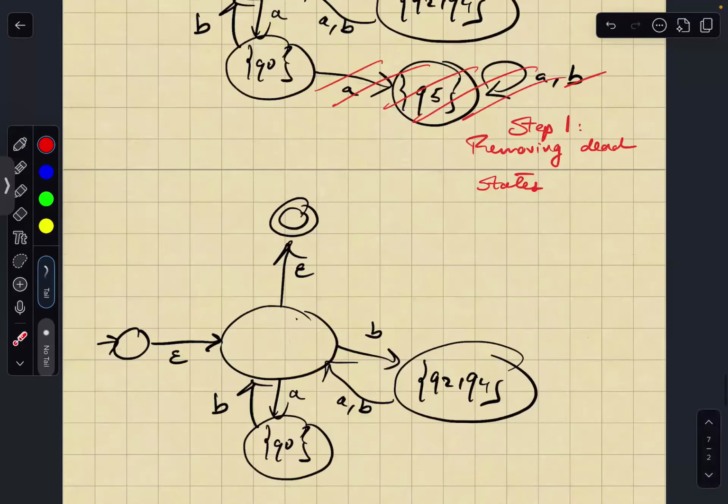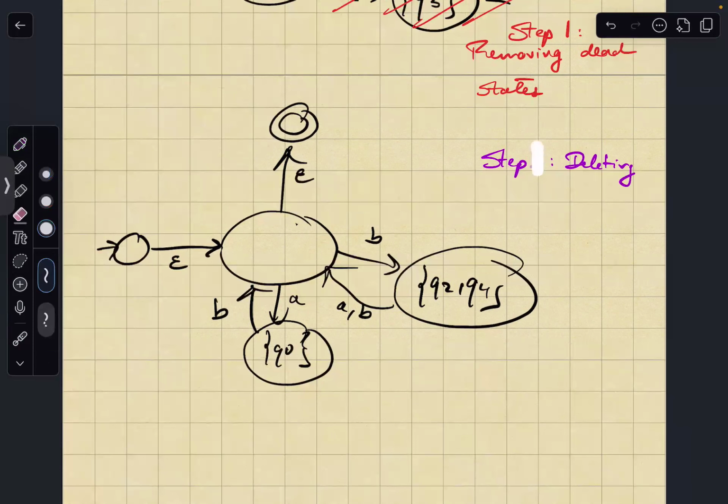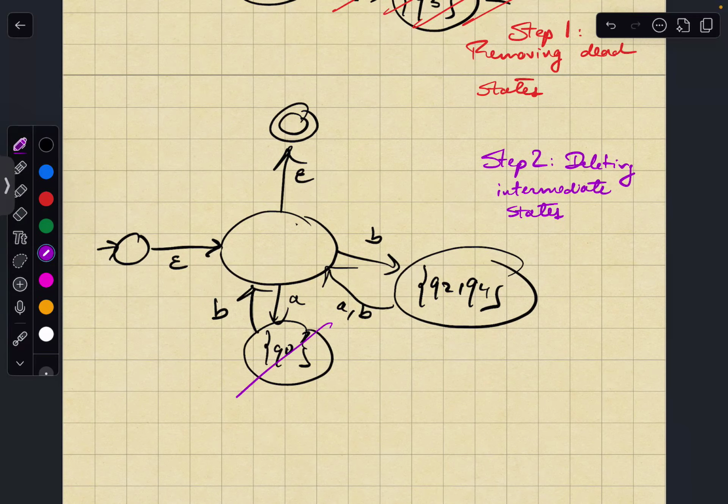Okay. So after doing this preprocessing that we've just talked about, let's actually start doing intermediate state deletions. So step 2 is going to be deleting intermediate states. Okay, so let's delete, let's say this one first.